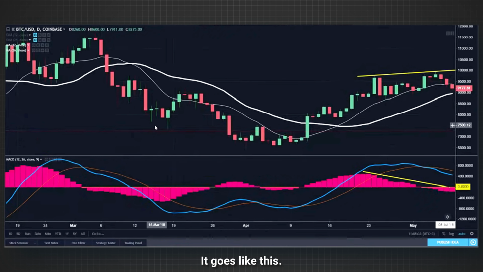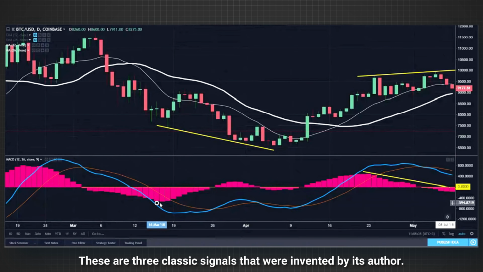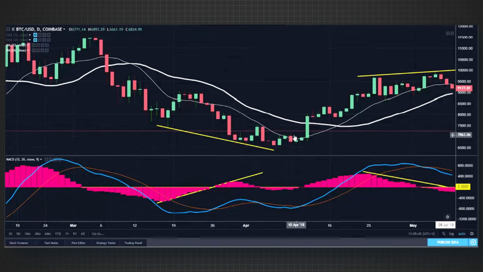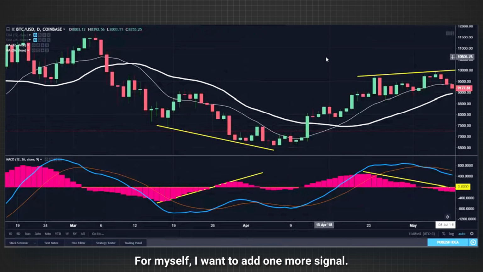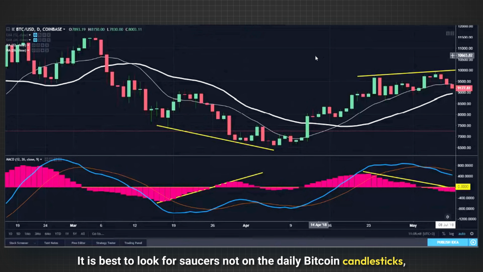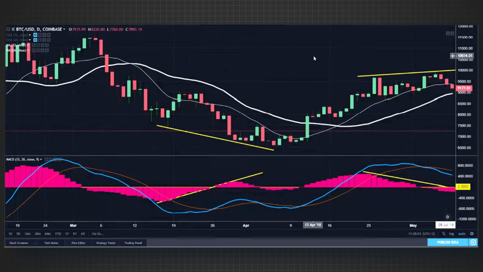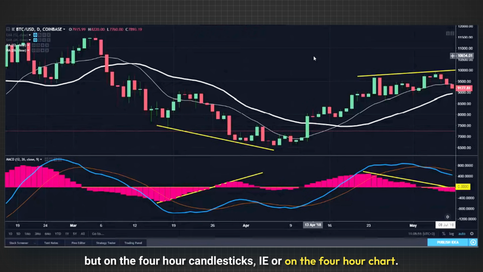It goes like this. These are three classic signals that were invented by its author. From myself, I want to add one more signal. These are the so-called saucers. It is best to look for saucers not on the daily Bitcoin candlesticks, but on the 4-hour candlesticks, i.e., on the 4-hour chart.